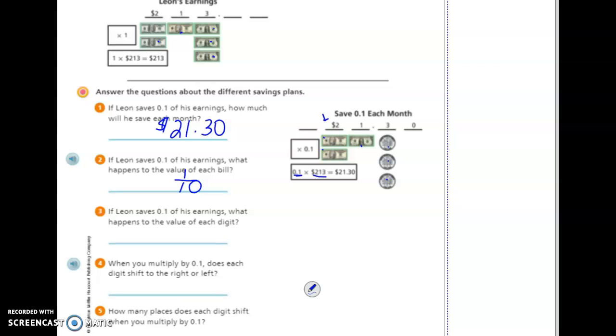Number 3, if Leon saves 1/10 of his earnings, what happens to the value of each digit? I'm going to write the $213 above here like this. I think it's a little easier to see if I write it like that. So let's take a look at it digit by digit. The 2 in the hundreds moves to the tens. The tens move to the ones, and the 3 moves to the dimes. Okay? What happened to the value of each digit? It became 1/10 of the value, divided by 10.